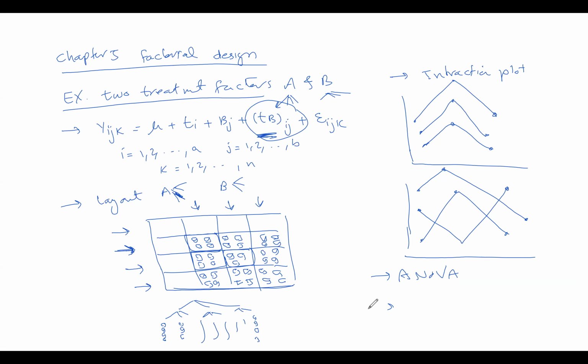And the last thing, always, the assumptions are the same again, 3 assumptions as before. This is chapter 5. So why did we move from chapter 5 to chapter 6?